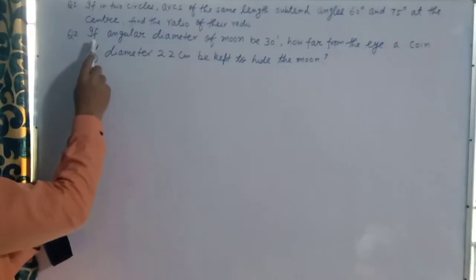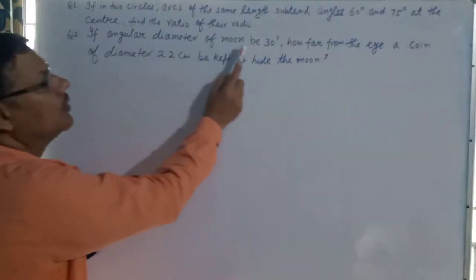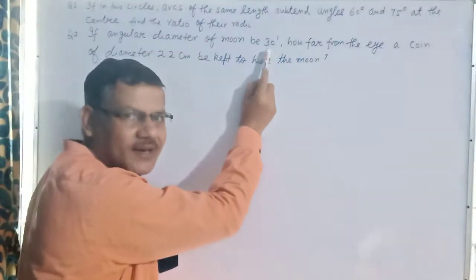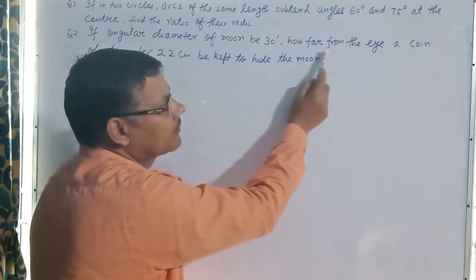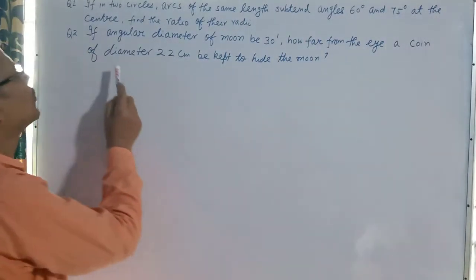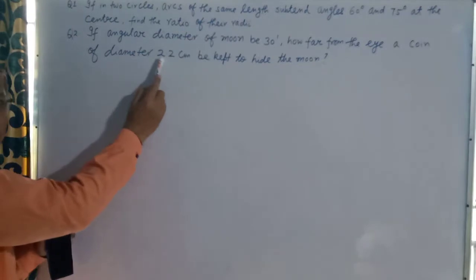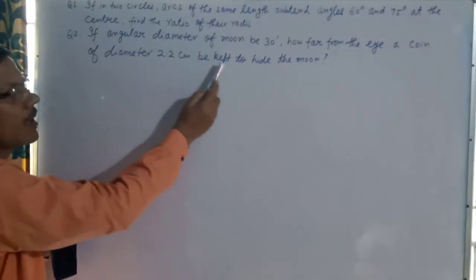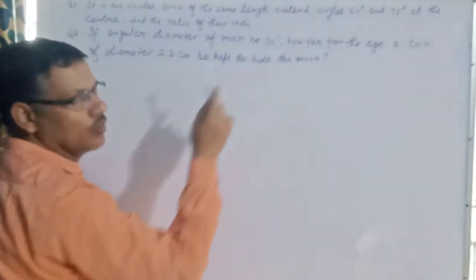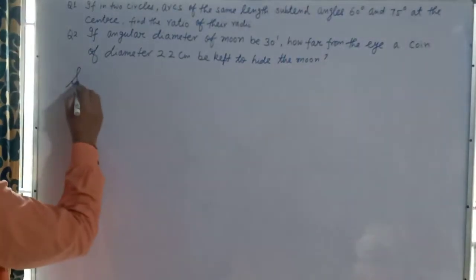Second question is, if angular diameter of the moon be 30 minutes, how far from the eye a coin of diameter 2.2 centimeter be kept to hide the moon? So first we start from question number 1.